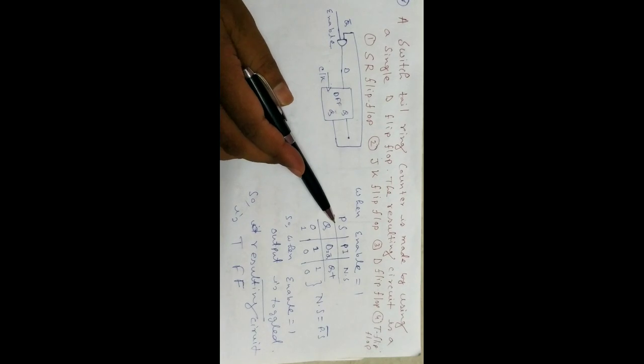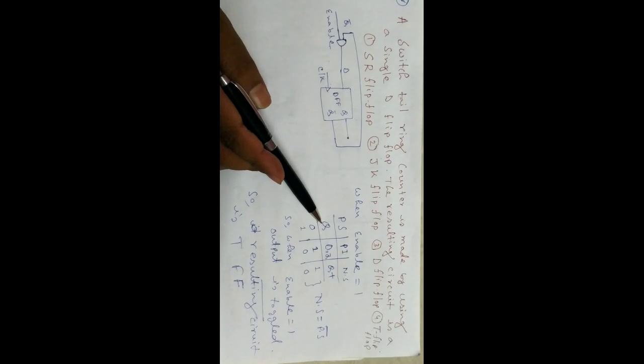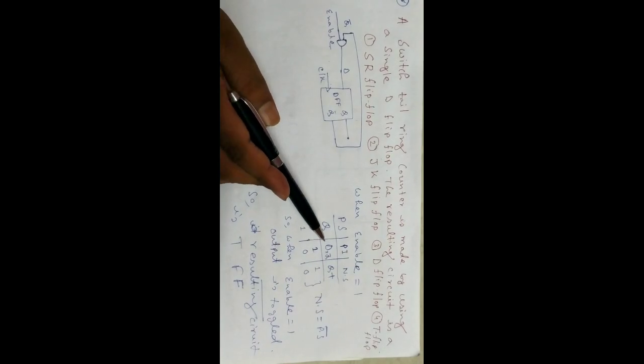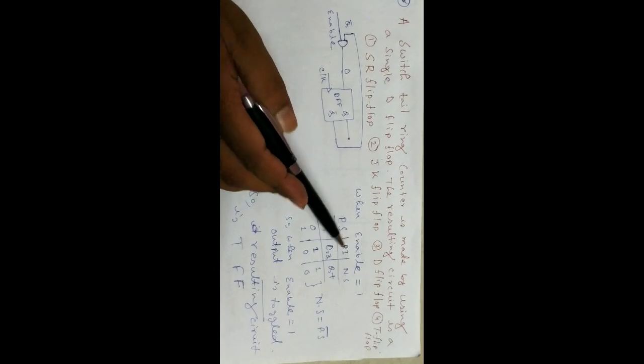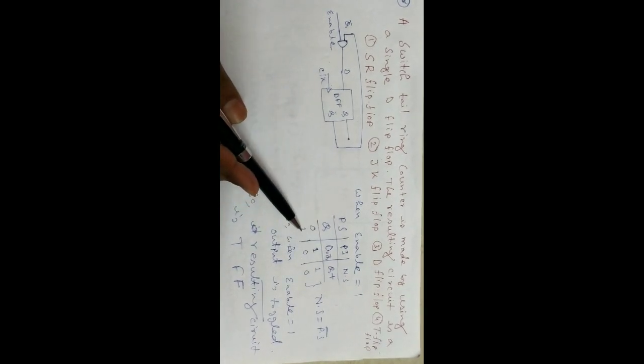Now when enable is 1, we get present state and next state. Present state is Q, and next state is Q plus, with present input D. D is nothing but Q bar. So at first if you take 0, then D is 1, which is Q bar, and Q plus is 1. If you take 1, then D is 0 and Q plus is 0.